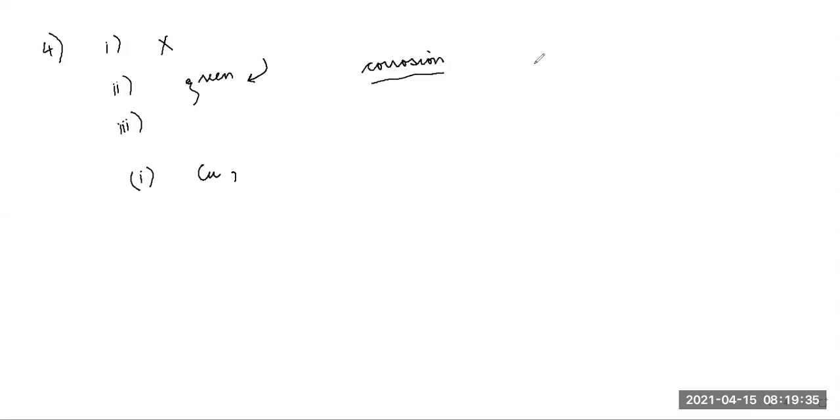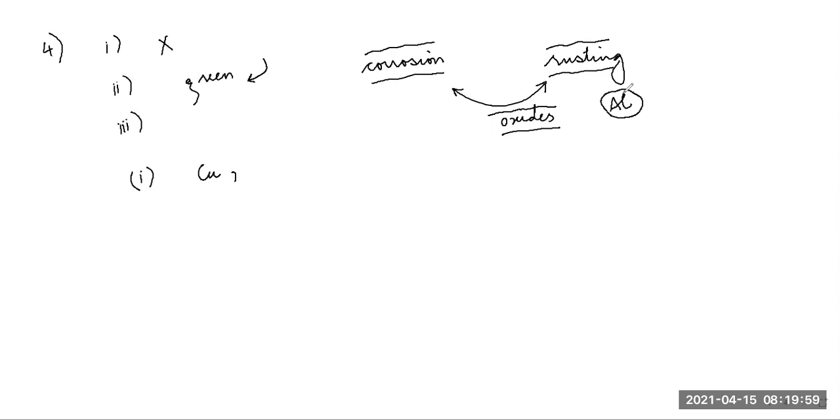The process involved is corrosion. Had it been iron, we could have said it is rusting. The word rusting we particularly use with iron, and with other metals we use corrosion. But the process involved is the same. In both processes, oxides of metals are formed which stick to surfaces. But in case of aluminium, it doesn't really cause so much harm. Okay.